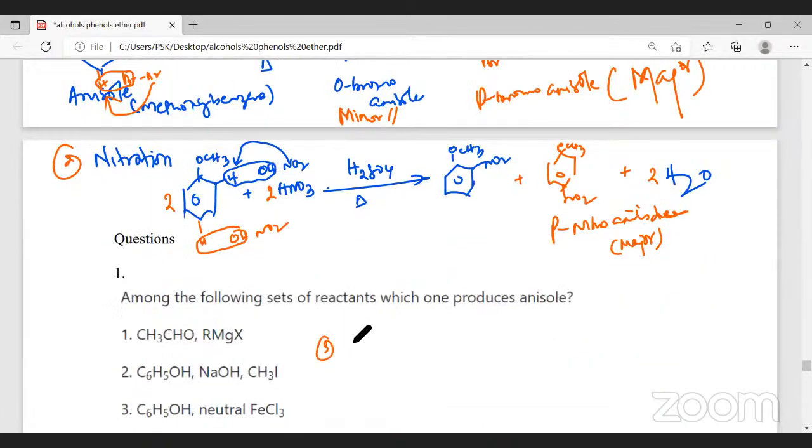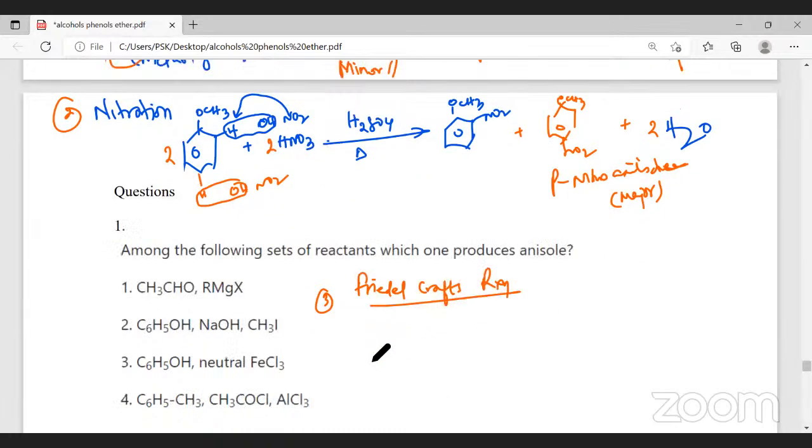The third one, Friedel-Crafts reaction. F-R-I-E-D-E-L, Friedel-Crafts reaction. Now, in anisole, the functional group, the methoxy group, is ortho-para directing. When this is heated with an alkyl halide in the presence of anhydrous aluminum chloride. Remember, in Friedel-Crafts reaction, the catalyst is aluminum chloride.